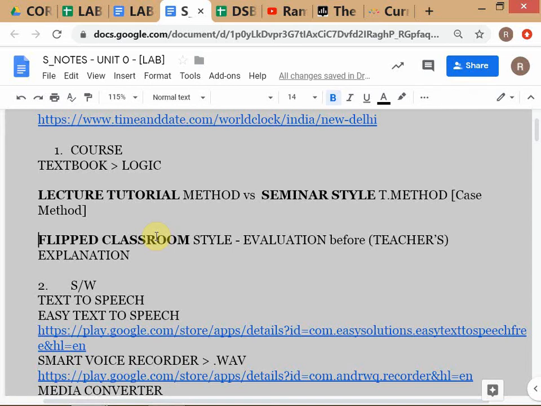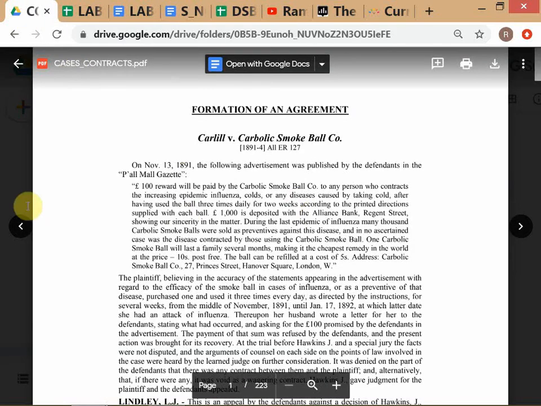In the flipped classroom, the reason it's called flipped, people use some other definitions which are not really correct because they don't bring out the flipped aspect. Why is it called flipped? Because you're going to be evaluated before you get the teacher's explanation. So if you go back to this case as an example, this will be in your syllabus. This case will be assigned to you. You'll be taught the basic principles of contract law initially, and then this case will be given to you as a reading, and there'll be some questions attached to the case.